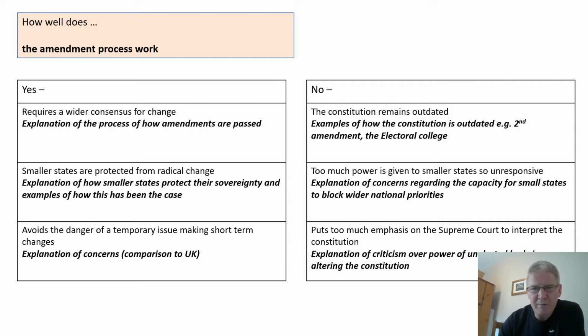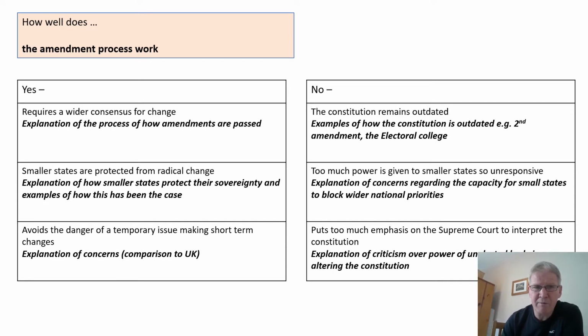The second area of consideration is maybe thinking about how the amendment process works. Now, if you look at the benefits of the amendment process in America, you can talk about the need for a wider consensus or agreement for change than you have perhaps found in the UK. To explain this, you really need to know the technical details, such as the requirements of two-thirds of Congress and three-quarters of the states to pass these amendments.